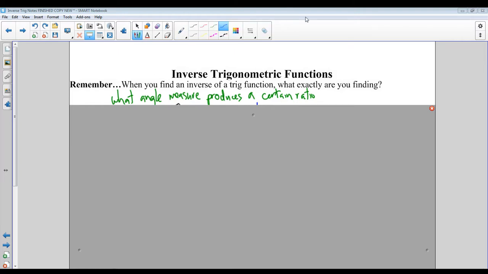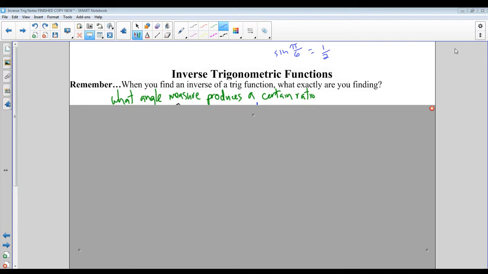So usually we have, for example, the sine of pi over 6. Here's our angle. What ratio does that angle produce? What ratio of the sides does the angle produce? If the angle is pi over 6, it means my opposite divided by my hypotenuse is 1/2. The inverse goes the other way. It's saying what angle measure produces this certain ratio. We know the ratio. The inverse helps us work backwards to find the angle that produces that ratio.